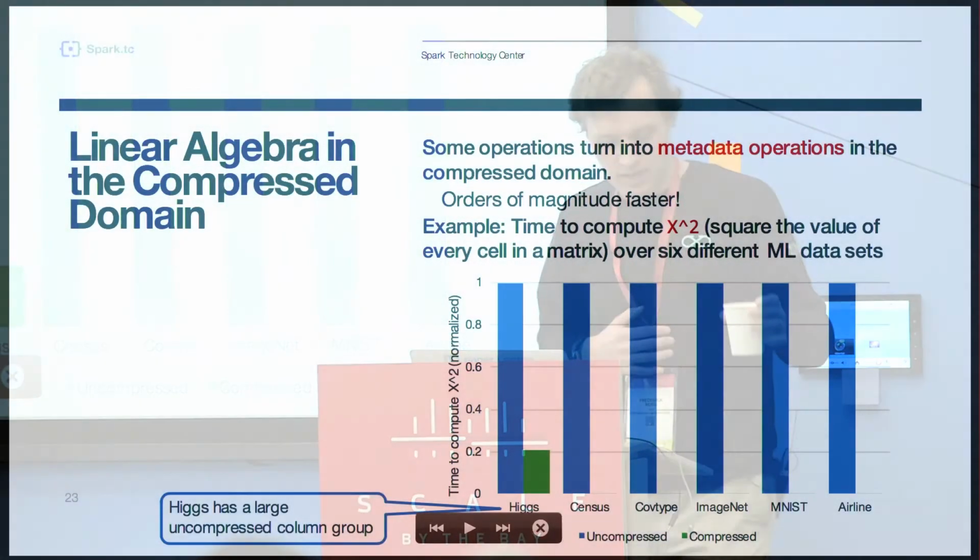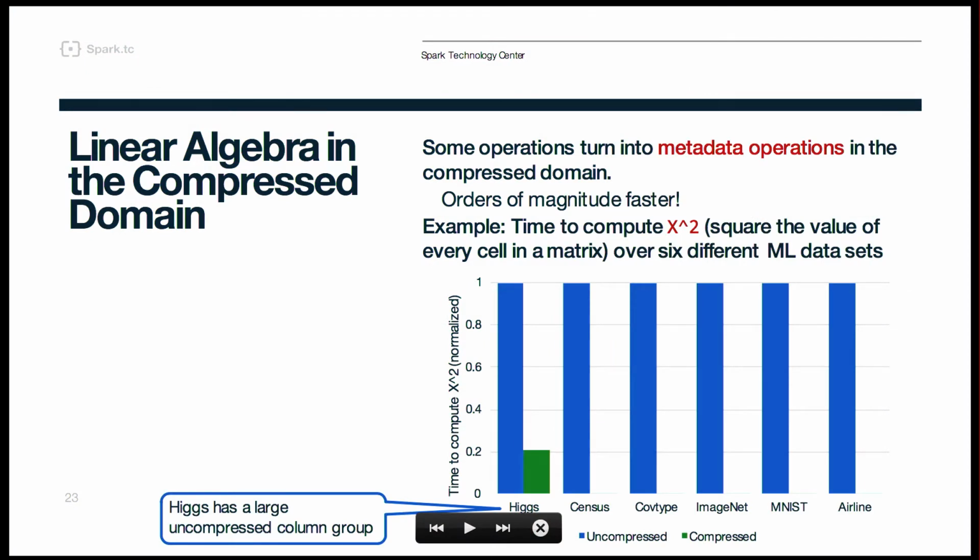So to give you an idea of how things can get faster with compression, some operations that you would do on matrices and vectors are basically orders of magnitude asymptotically faster on compressed data because they turn into metadata operations. Here we have an example of the performance of squaring all the cells of a matrix, a very common task if you're computing a loss based on squares. Run over 1, 2, 3, 4, 5, 6 common machine learning data sets.